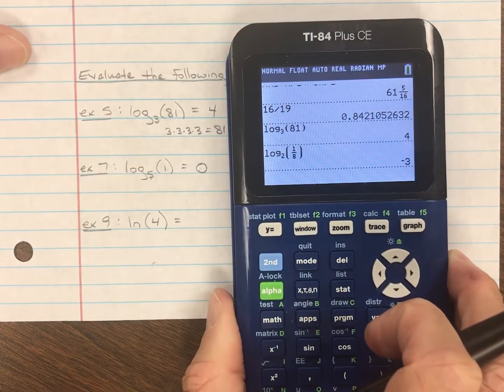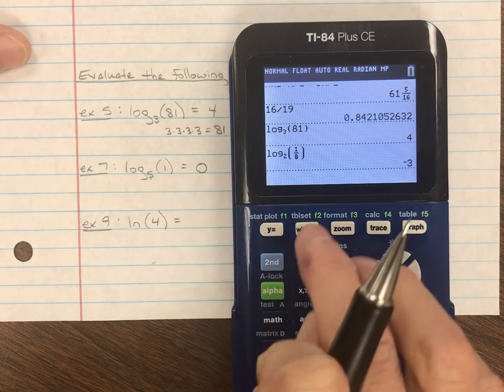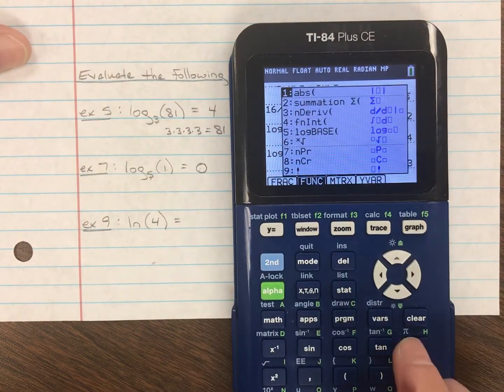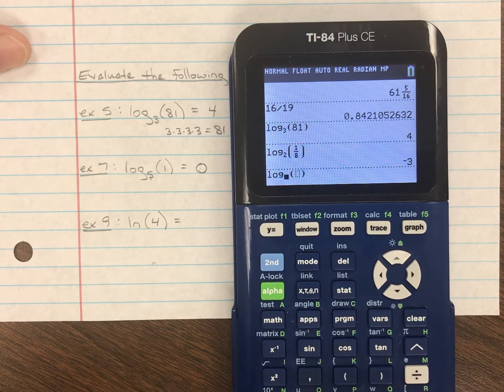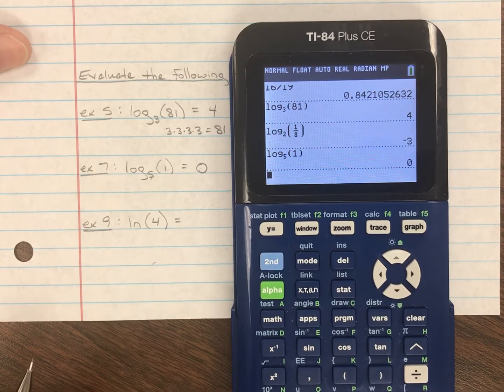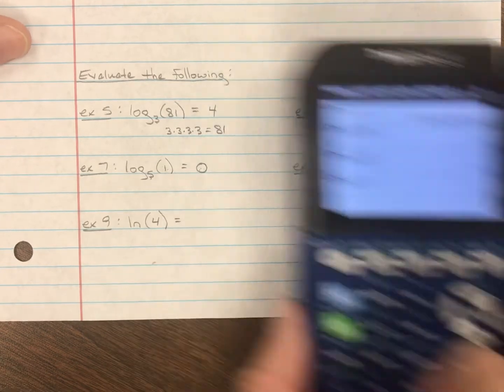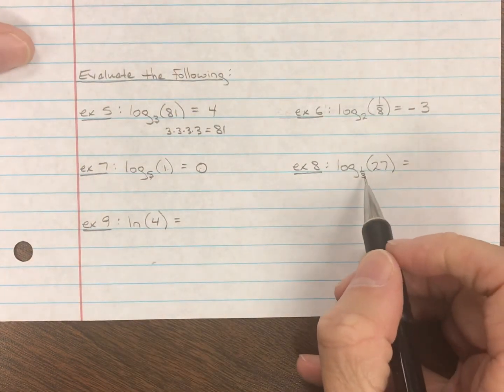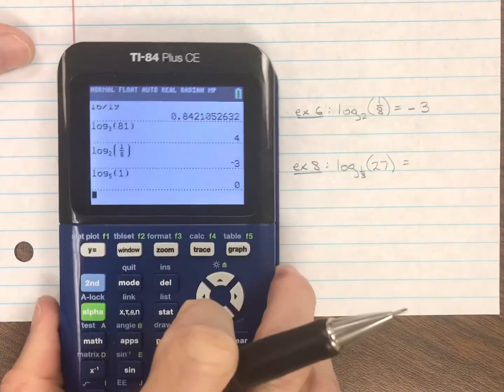Again, let's take a look. So I'll go back to my green F2. I'll choose option 5. I want the base of 5, but I want an argument of 1. Okay, there you go. How many times must I multiply 5 by itself? 0 times to get 1. That's 0.